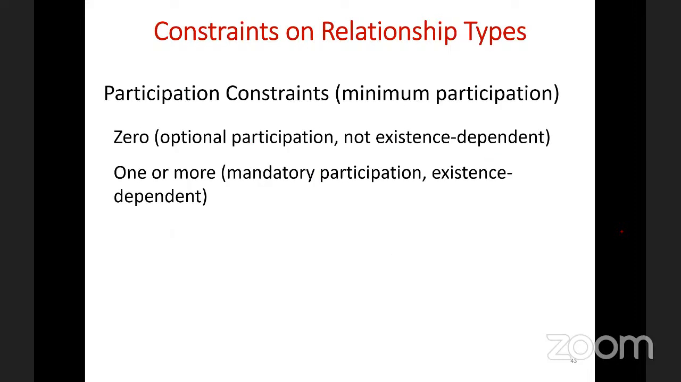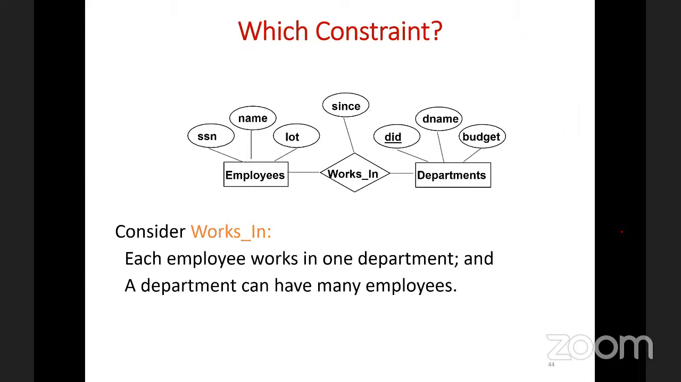The next one is participation constraints, that is minimum participation. The maximum participation is the cardinality constraint, and the minimum participation is the participation constraint. Sometimes this participation may be optional, and sometimes it is mandatory. So we'll see how to represent it. Now take this example, and we are going to put our cardinality constraint and participation constraint into it.